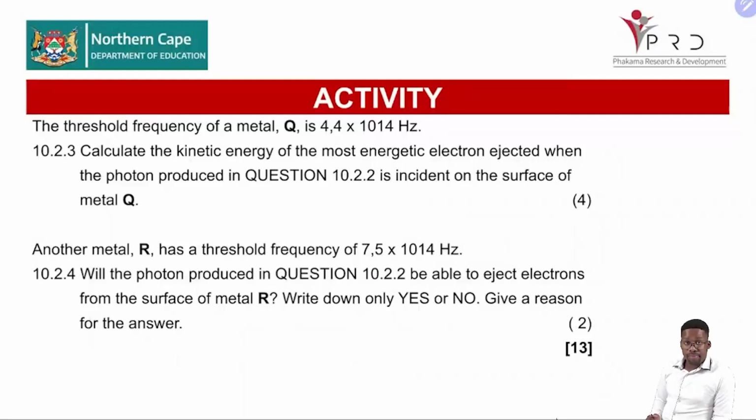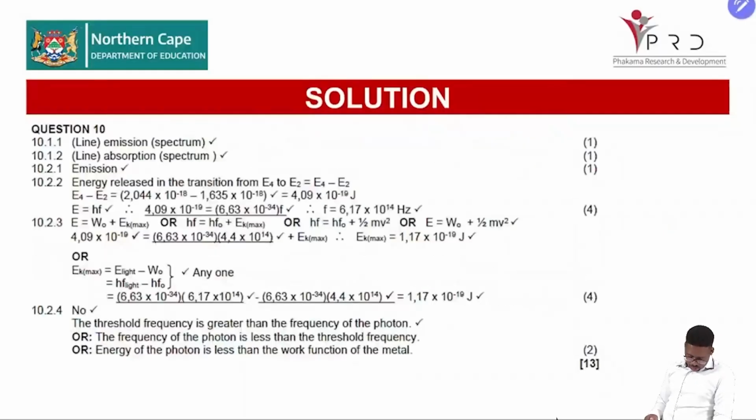The next question is saying the threshold frequency of a metal Q is 4,4 times 10 to the power 14 hertz. Calculate the kinetic energy of the most energetic electron ejected when the photon produced in 10.2.2 is incident on the surface of the metal Q. So here we're using the very same energy, which is 4,09 times 10 to the power negative 19 joules. So you must write the formula.